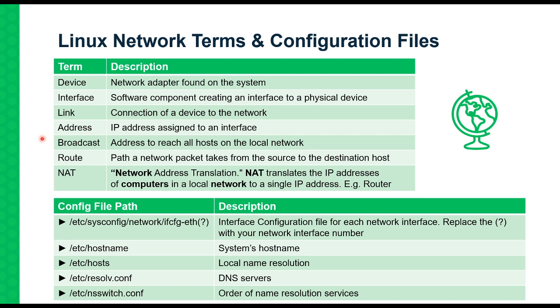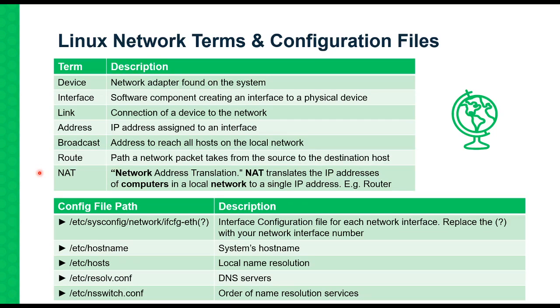Then broadcast is an address to reach all hosts on the local network. Then route, that's a path a network packet takes from the source to the destination host. And then NAT, that stands for network address translation. The NAT translates the IP addresses of computers in a local network to a single IP address, for example, a router. We commonly use NATs with our home routers, where our local network connects to the router and the router is a single connection to the internet.